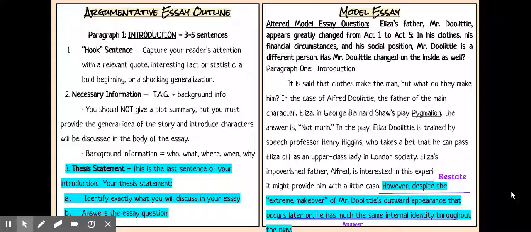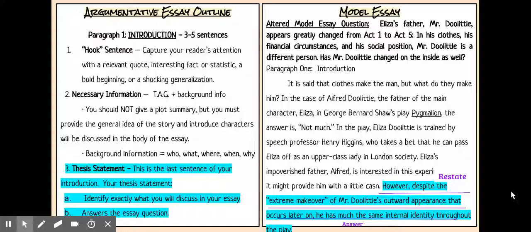Has Eliza's internal identity changed from the beginning of the play to the end? And you need to answer her internal identity has changed, or her internal identity has not changed. It has remained the same from the beginning to the end. Please pause the video and check that over.